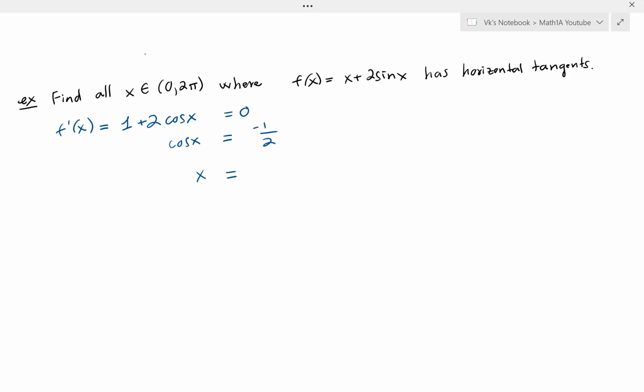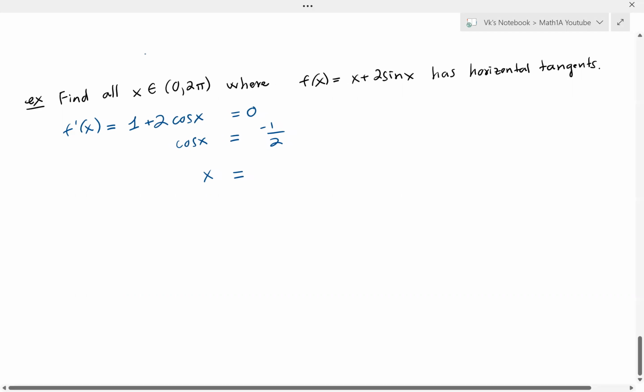So x would be, well, there are a few angles whose cosine is negative 1 over 2. And according to what we have in the review earlier, the angle will be in the second and third quadrant, and it would be a multiple of pi over 3. So x would be 2 pi over 3 and 4 pi over 3.